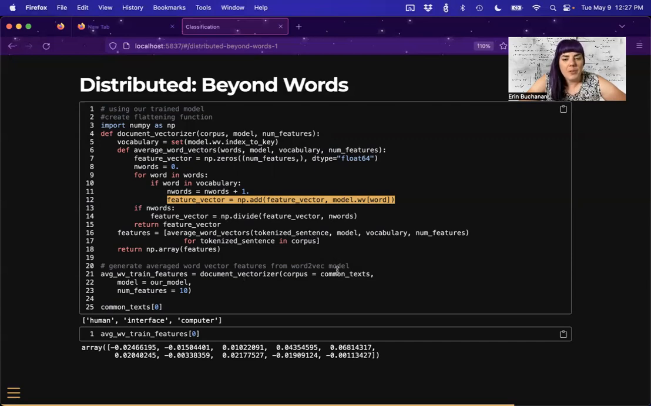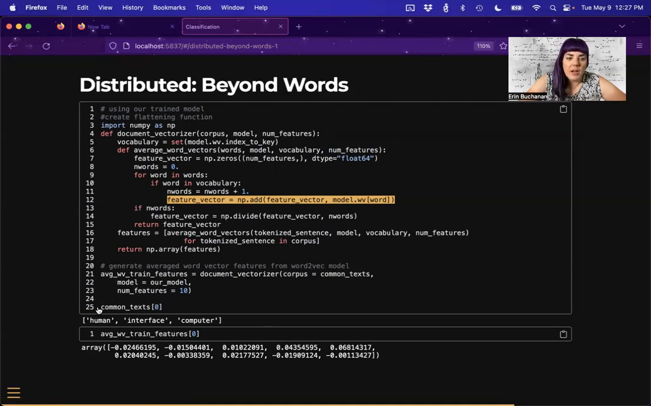So we put in our corpus, which is our common text, our model, and our number of features. The first common text is "human interface computer." And that returns an array of the average context for each dimension.